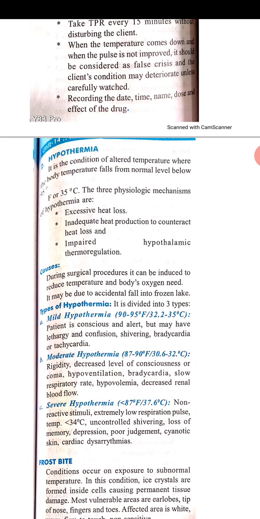When the body has excessive heat loss and there is inadequate heat production, that impedes the thermoregulation pattern, and due to that, a physical mechanism develops the hypothermia condition. But causes are like, during a surgical procedure, body heat will be lost, and at that time the temperature will be reduced and oxygen is needed.